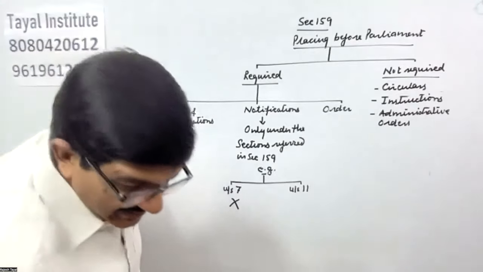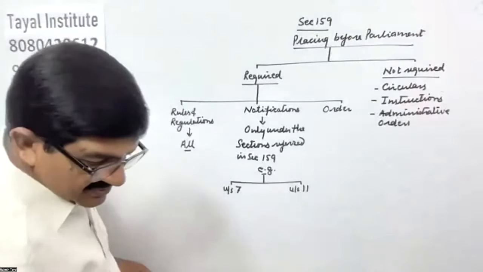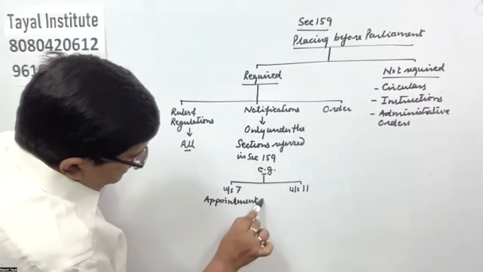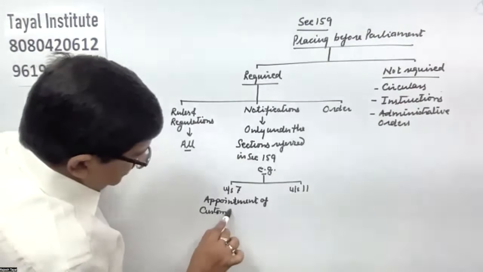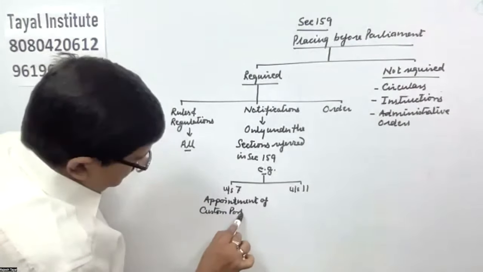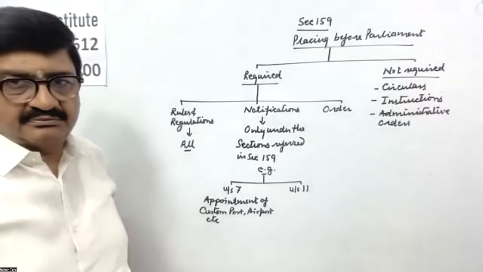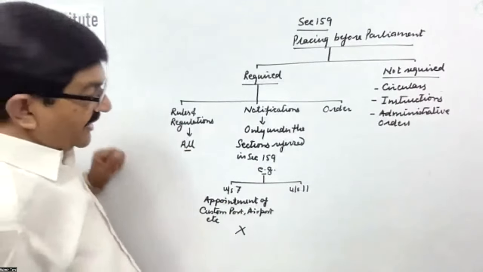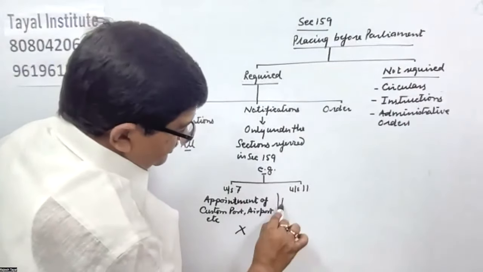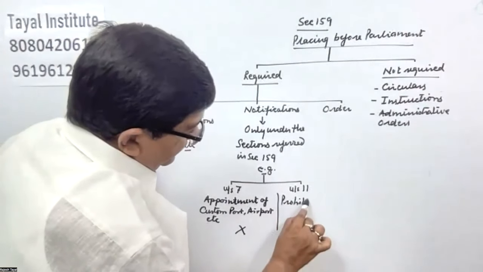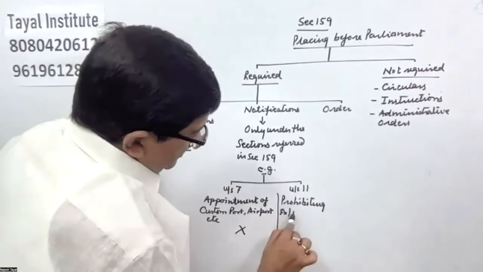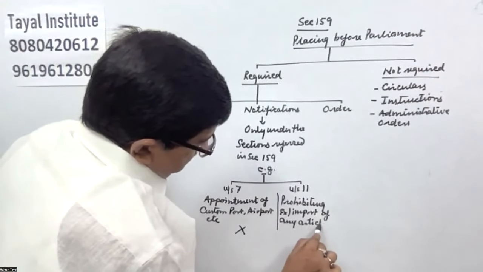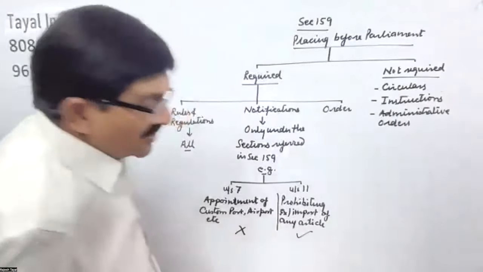Right? So only for reference, I can add the title here. So section 7, this is appointment of custom port, airport, etc. This notification is not required to be placed before the parliament. And notification under section 11, this is prohibiting export, import of any article. This is required to be placed before the parliament.